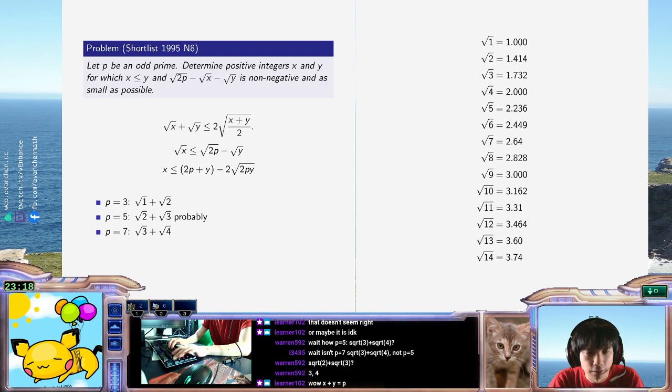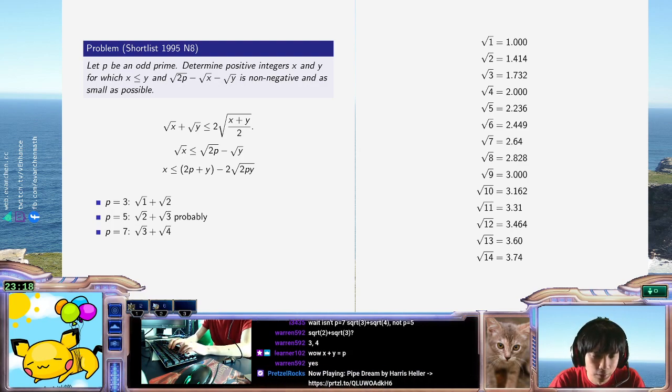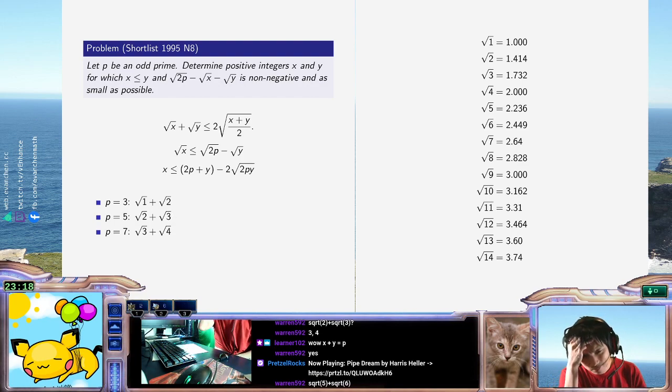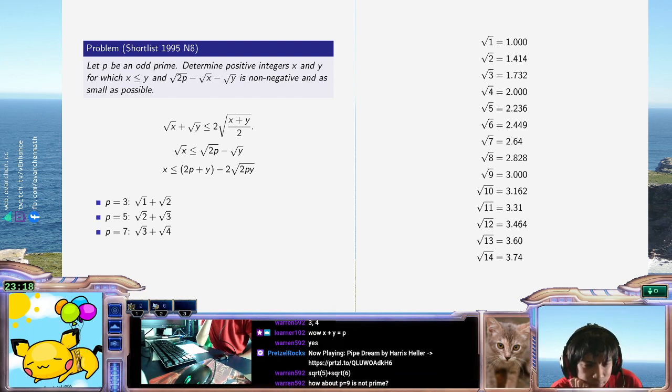And p equals 11 will be... Oh, okay. Okay, so yeah, that looks like it's gotta be that. It's gotta be that. There's no way. But why does 9 not work? Like, root 4 plus root 5 exceeds 9.